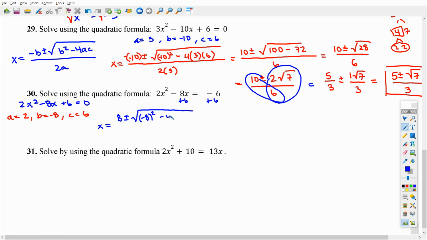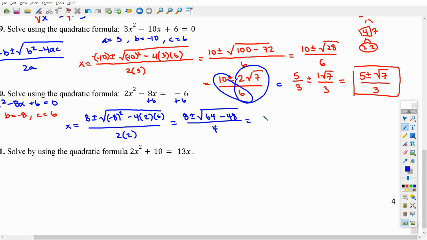And then it's minus 4 times a times c all over 2a. So 2 times 2, so here you could put 4 right away if you would like. So just keep going. I'll have 8 plus or minus the square root. Like I mentioned earlier, we'll get 64, 4 times 2 times 6, so that's 4 times 2 is 8, 8 times 6 is going to be 48. And then 2 times 2 is 4.